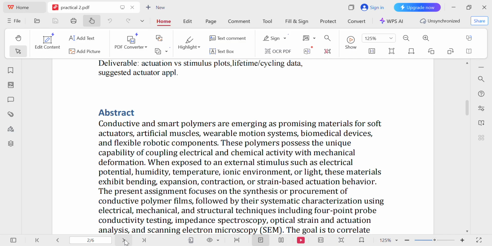The goal is to correlate the electrical transport behavior with the actuation performance, lifetime stability, and potential actuator applications. The main aim is to understand how the electrical properties of the polymer affect the movement, durability, and usefulness as real actuator devices.